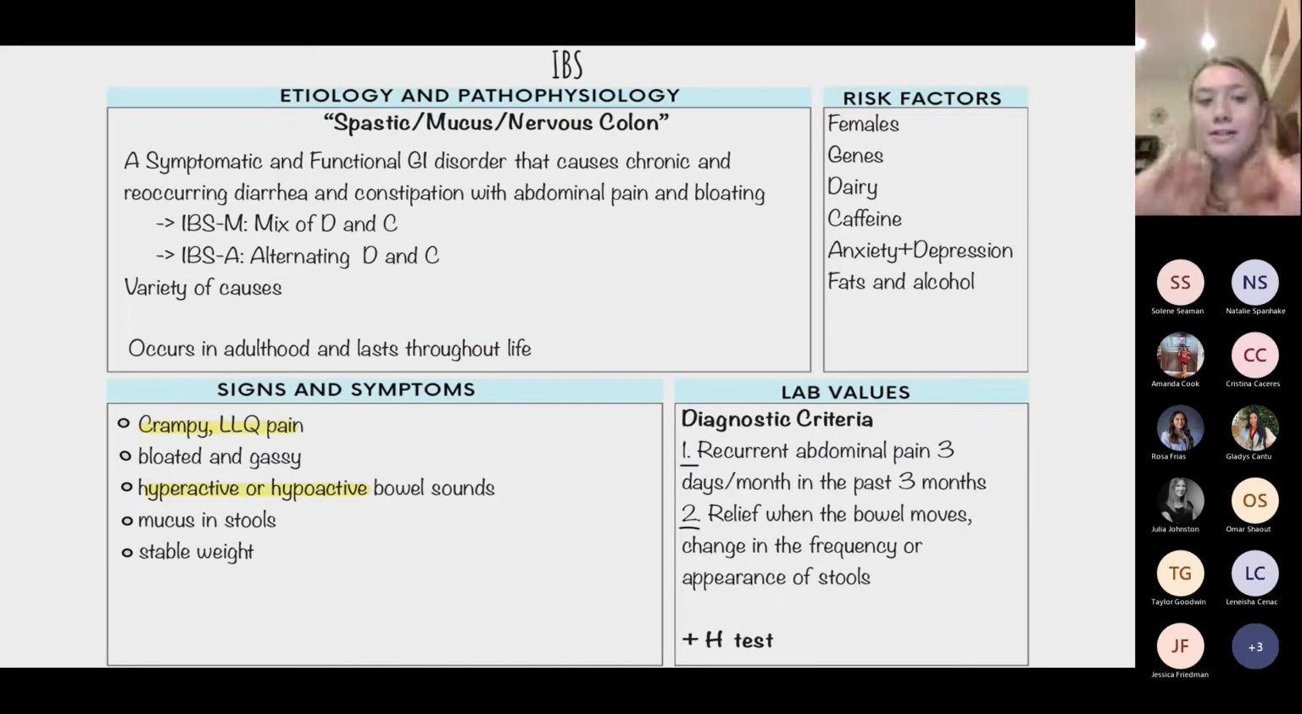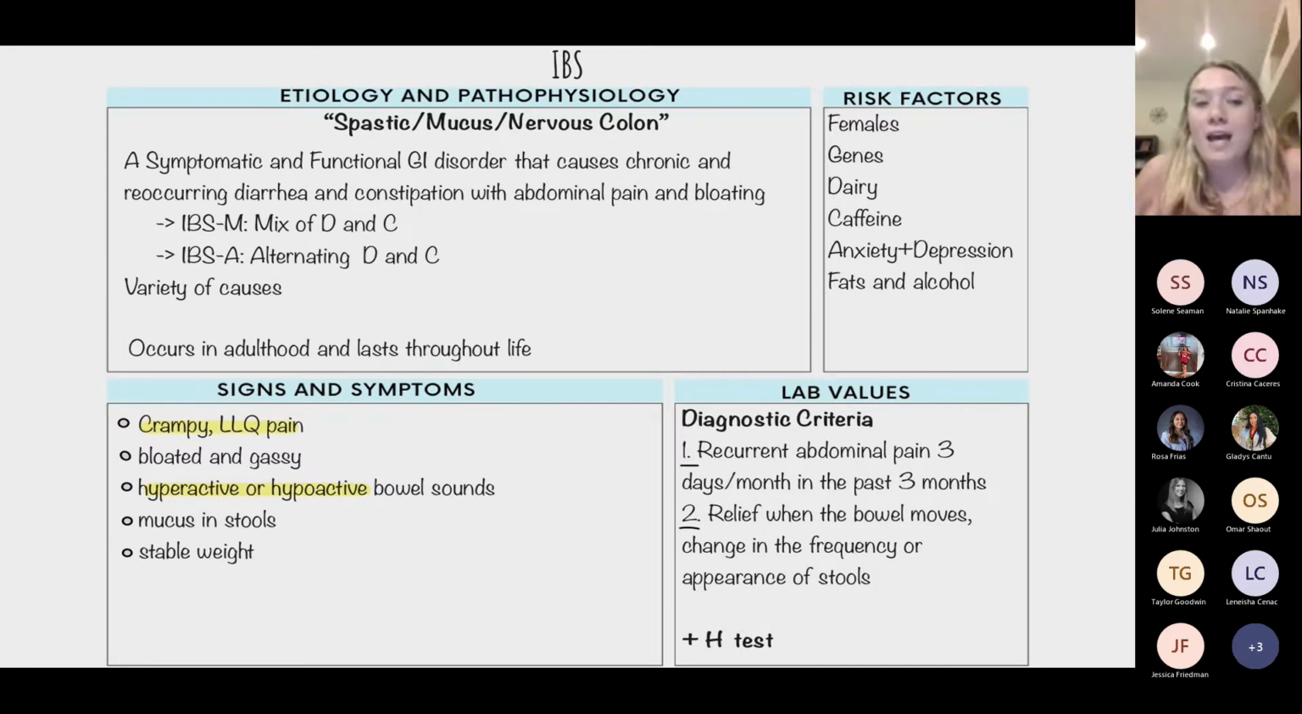IBS, irritable bowel syndrome, this is more of a functional symptomatic disorder, can be characterized or caused by a variety of things. It's just important to know the different categories. If you have IBS-D, that's irritable bowel syndrome with diarrhea. IBS-C, irritable bowel syndrome with constipation. You can have a mix of D and C. You can have alternating periods, maybe a week of diarrhea, a week of constipation, etc.